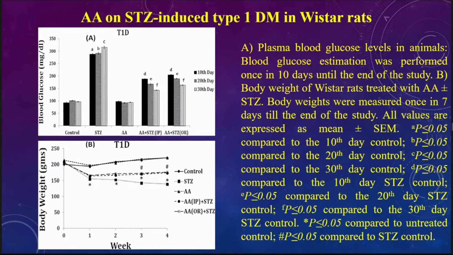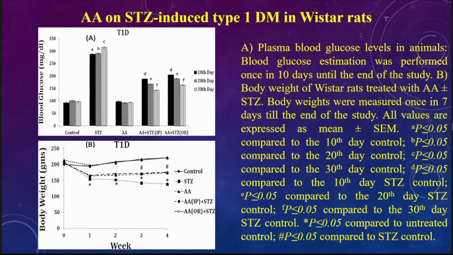Then, of course, just to confirm this, we also performed studies with various prostaglandins and leukotrienes. I'm not showing those slides, but we showed that various prostaglandins and leukotrienes do not protect the pancreatic beta cells against alloxan and streptozotocin, suggesting that arachidonic acid itself is able to protect the pancreatic beta cells.